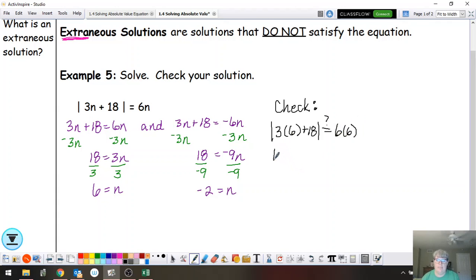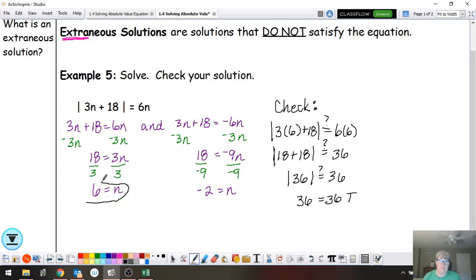Well, 3 times 6 is 18. So now we're asking ourselves, does the absolute value of 18 plus 18 equal 36? 18 plus 18 is 36. Is the absolute value of 36, 36? Is it 36 units away from 0, and is it a positive 36? Well, since absolute value is a distance from 0, its absolute value is a positive 36. Since this statement is true, we know that 6 equals n is a solution.